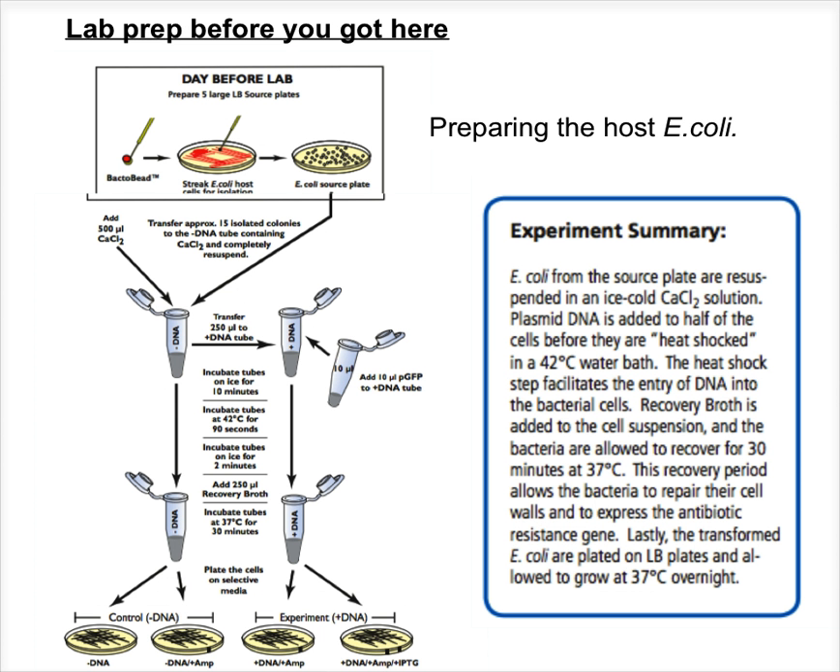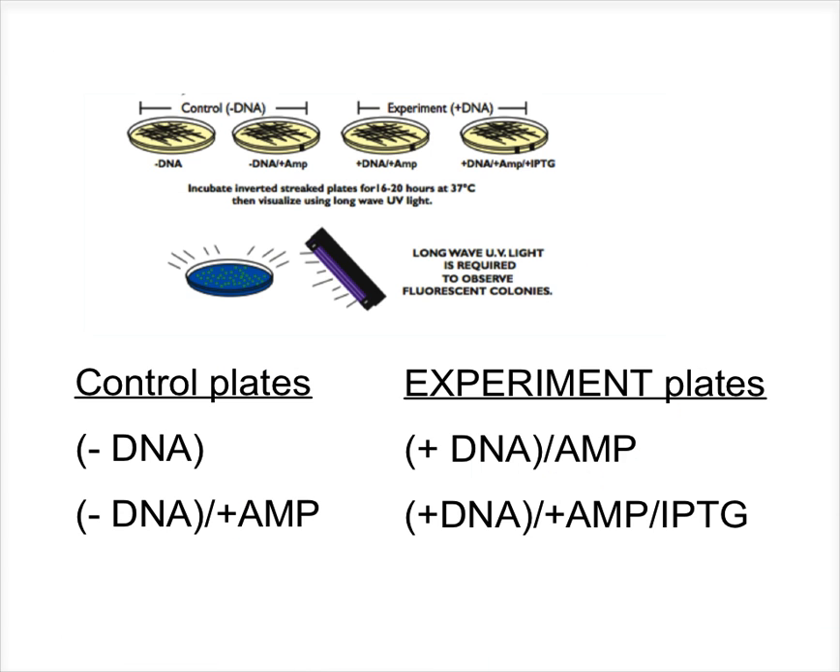So within the package you received before class, there's a set of instructions. I really encourage you to go through it, how we're actually going to make our E. coli take up this plasmid. So this is the quick version here, which is in your packet. And then the important thing to know is that we're going to plate out 4 plates when we're done. 2 are control plates and 2 are experimental plates. The plus plates have the plasmid DNA added to them, and the minus have no plasmid DNA.